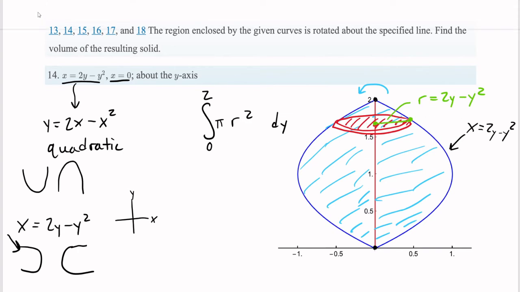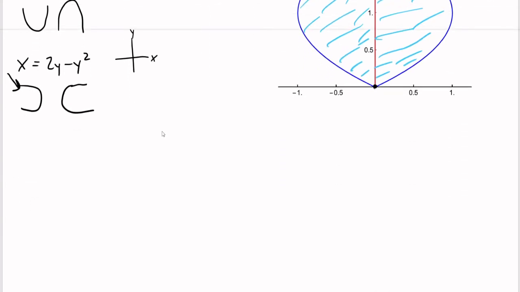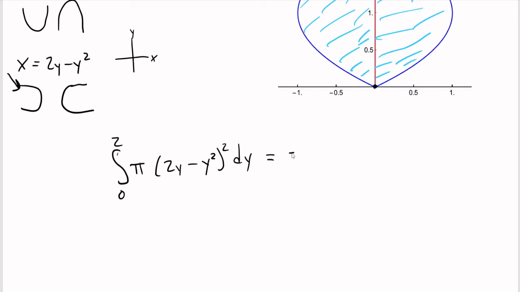So let's draw this out. Give ourselves a little more room. This is the integral from 0 to 2, pi, and then it's radius squared. 2y minus y squared, squared dy. All right, I can do this one. So I'm just going to multiply this out, do a little foiling, right? So I'm going to take the pi out, integral 0 to 2, and then you're going to foil this.